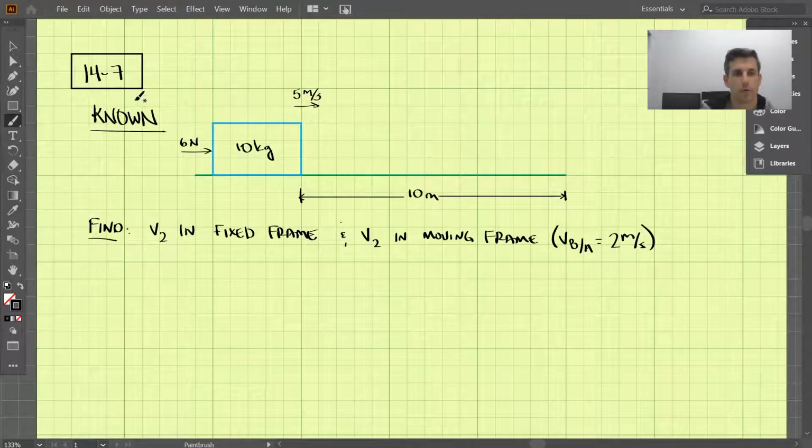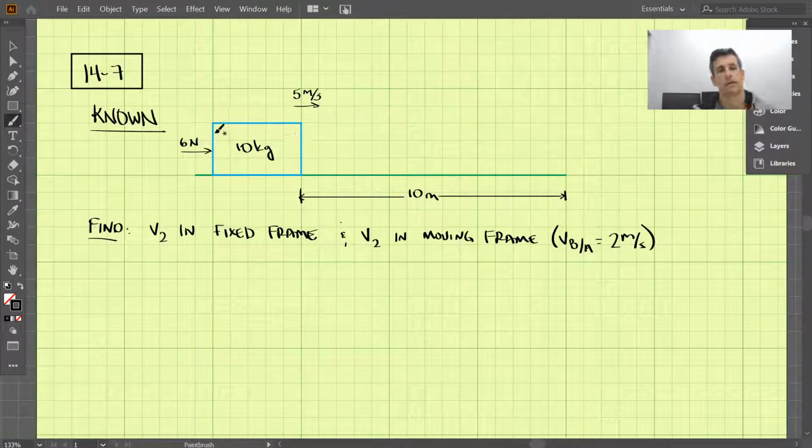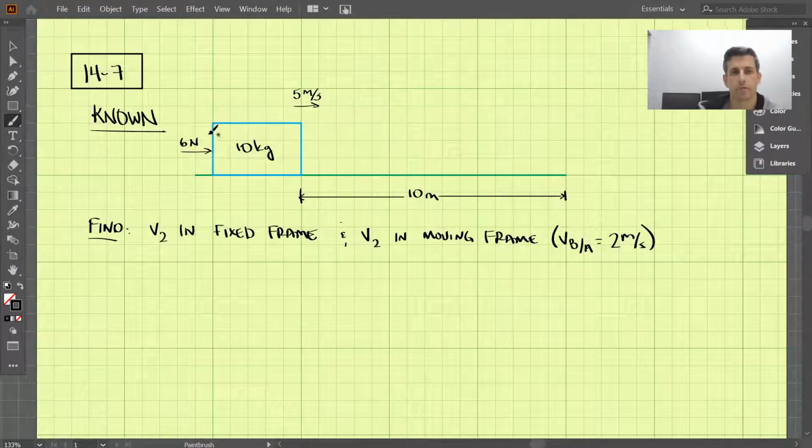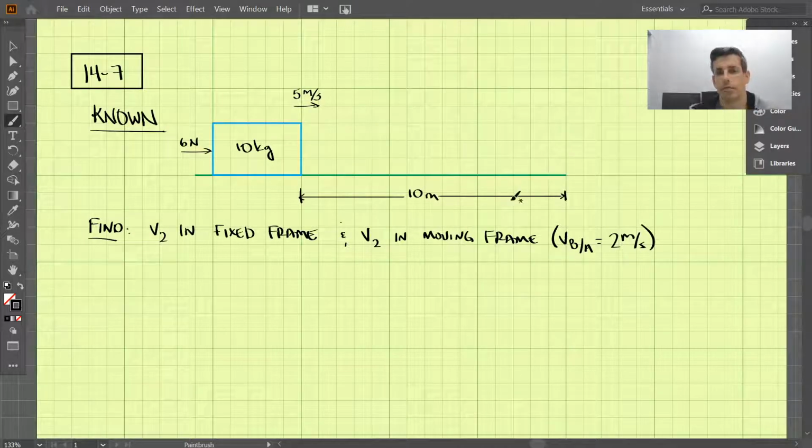Okay, we have 14.7 here, and 14.7 is a little bit of a confusing problem. I think it's easy to understand the setup here. We have a 10 kilogram block, 6 newtons applied to one side, and it initially starts out by moving 5 meters per second. And we're wanting to know what the final velocity is after it moves 10 meters horizontally.